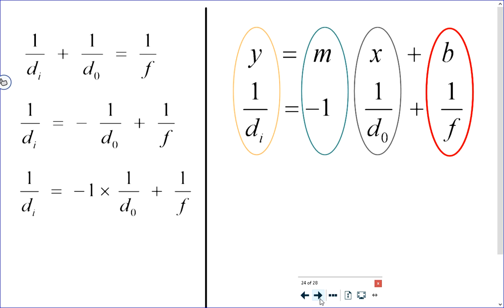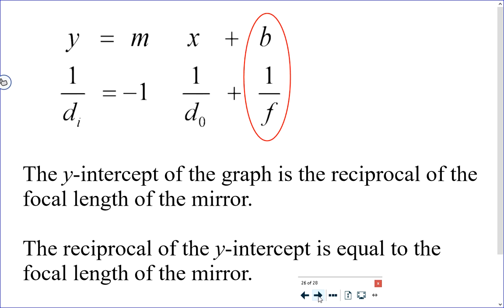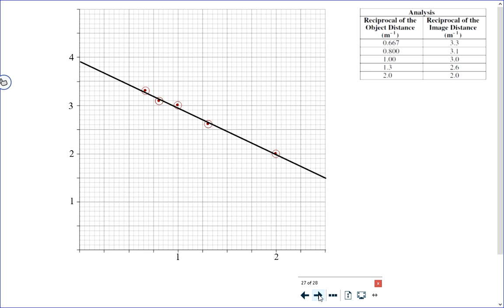By the way, this analysis that I'm showing you here, this description and explanation that I'm giving you, verbally and visually, is part of what I would expect in your analysis when I ask you to explain how you're getting the focal length from the graph. So the y-intercept of the graph is the reciprocal of the focal length. Well, that means that the focal length is the reciprocal of the y-intercept. And that's what makes this analysis, quite frankly, so elegant and beautiful and simple. All you have to do is find the y-intercept and take the reciprocal of it, and you have your answer.